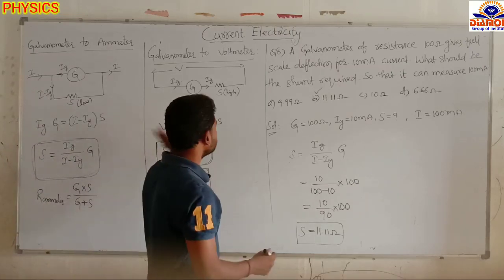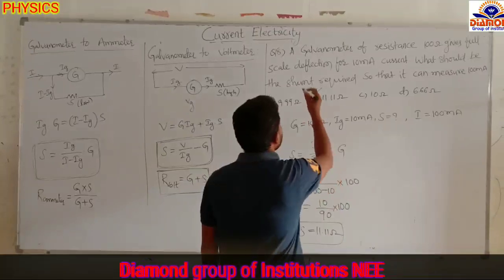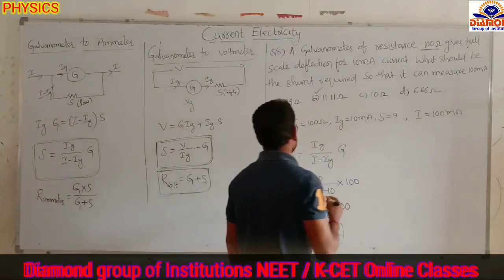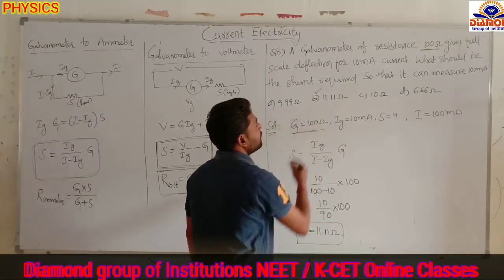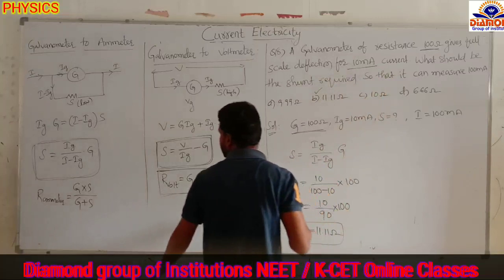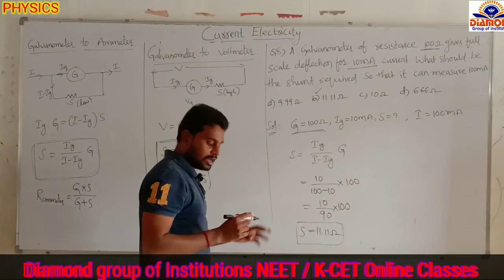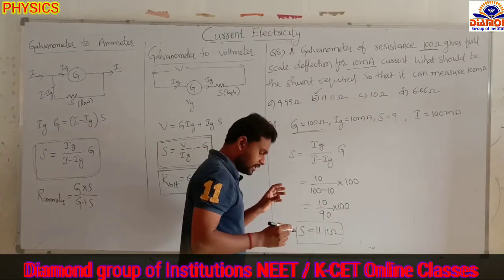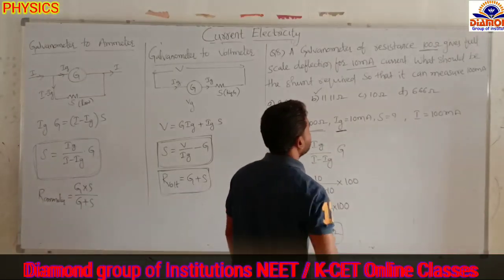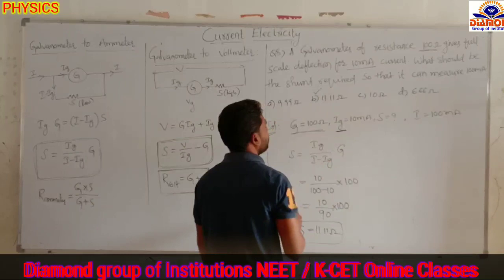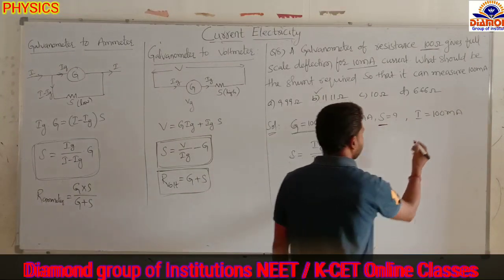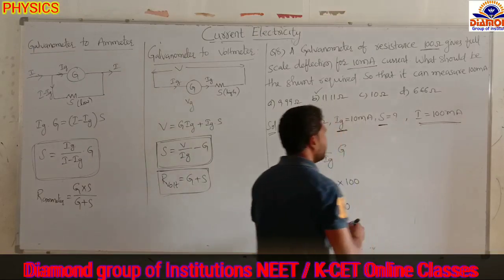Remember, based on this concept I am giving one problem here. A galvanometer has a resistance of 100 ohm, that means G equals 100 ohm. Full scale deflection is for 10 milliampere. Here full scale deflection is nothing but Ig only, the current flowing through the galvanometer. Ig is 10 milliampere. What should be the shunt required? We have to find the shunt resistance so that it can measure 100 milliamperes. So the current is 100 milliamperes.